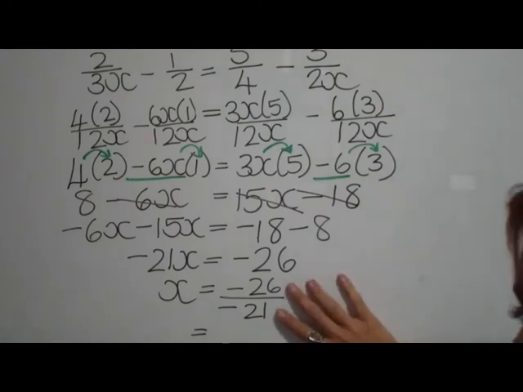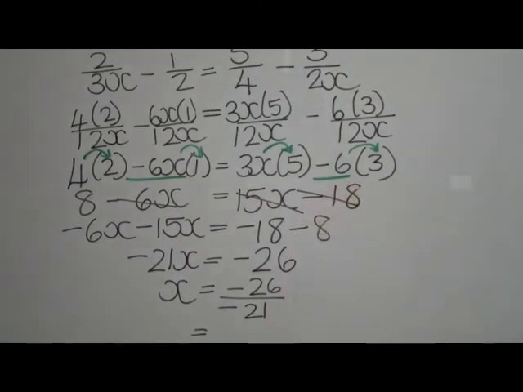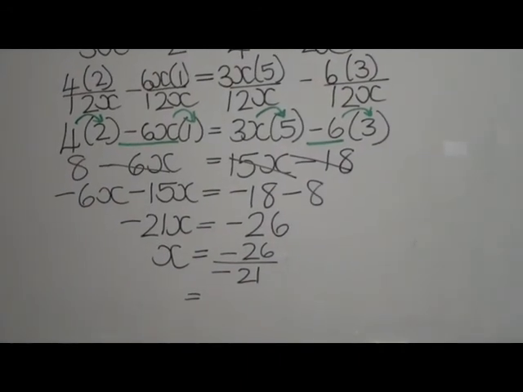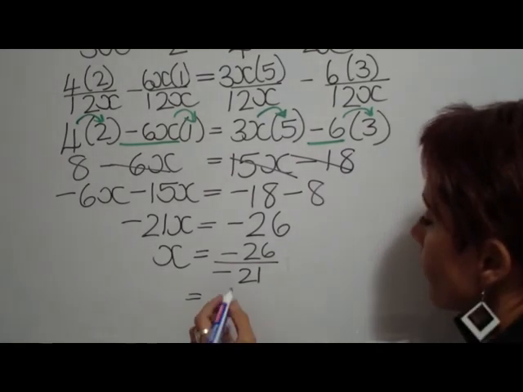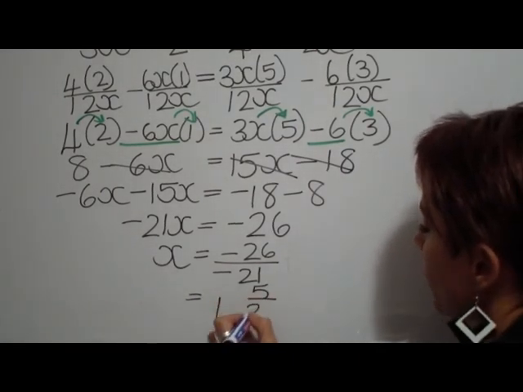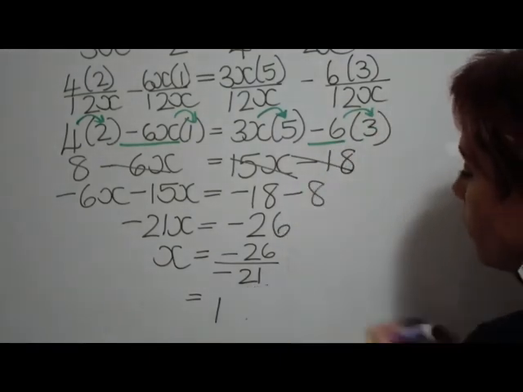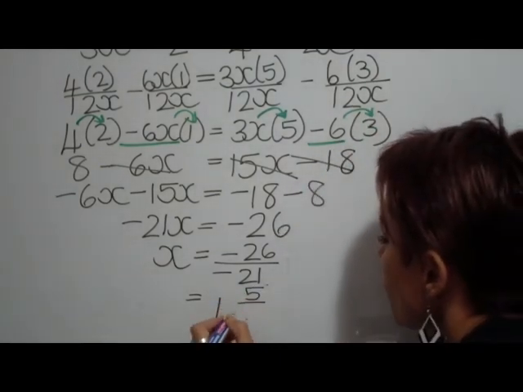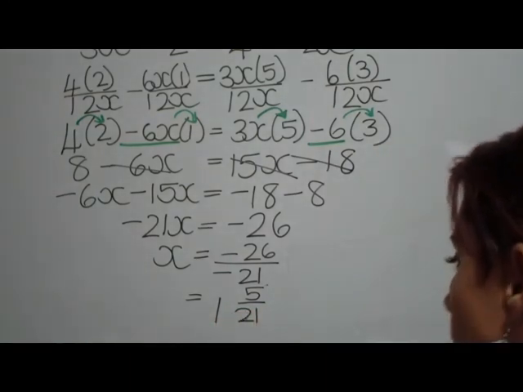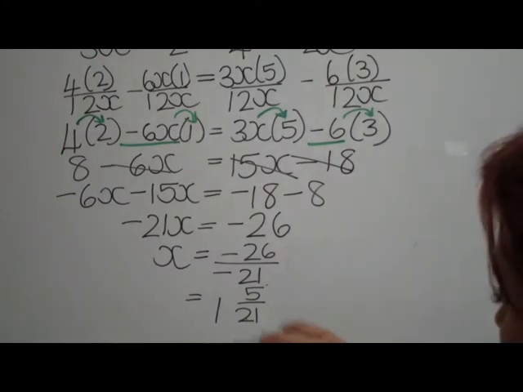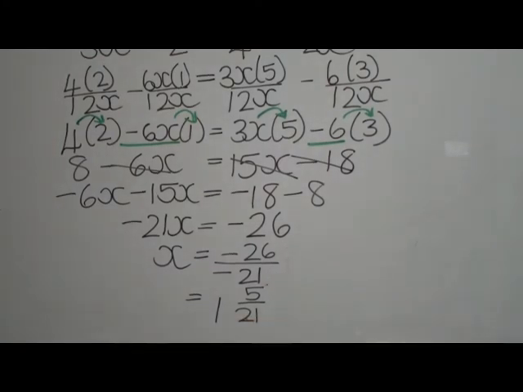And 26 over 21, just to turn that into a mixed number. Kom ons sit hom gaga om in 'n gemengde getal. Ek kan net een keer ingaan en daar's 5 oor. 5, sorry guys, let me just write that a bit better. And 5 over 21. So, positive answer goes in ones en daar is 5 21stes oor.